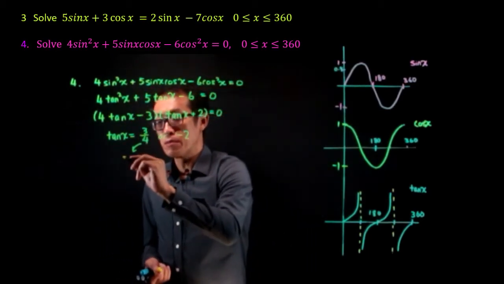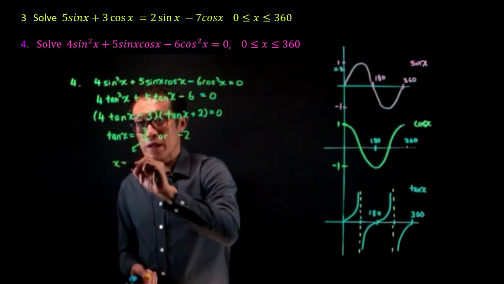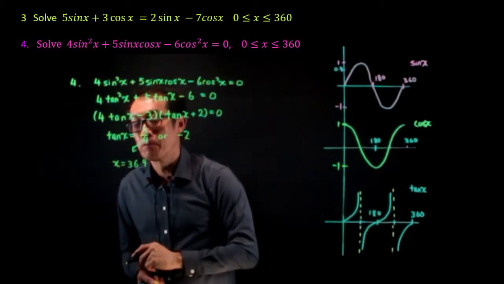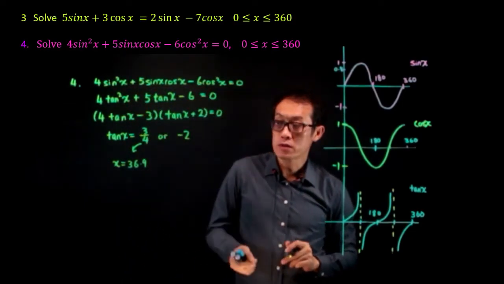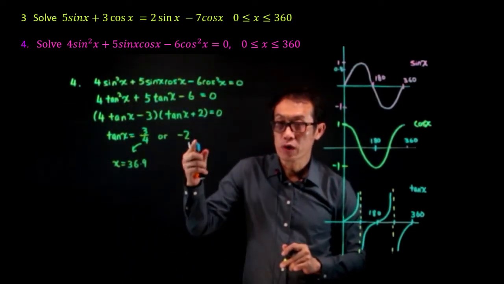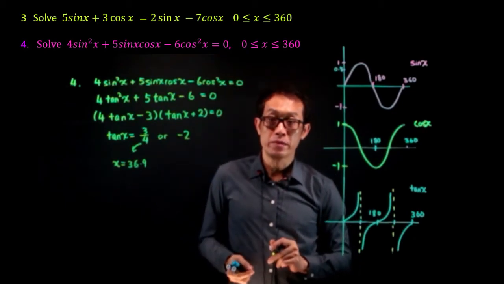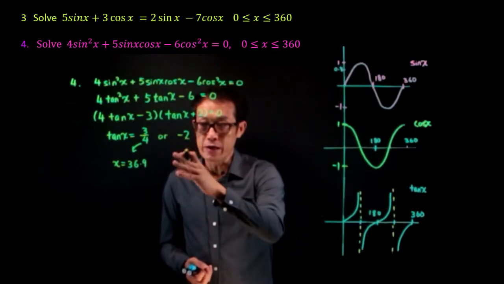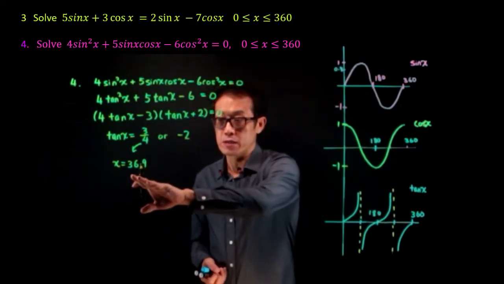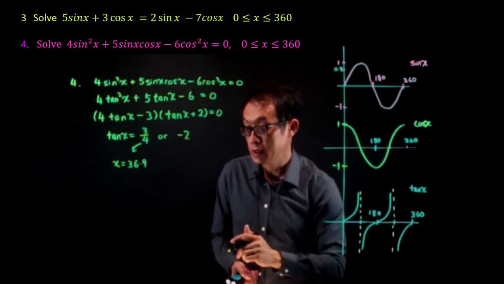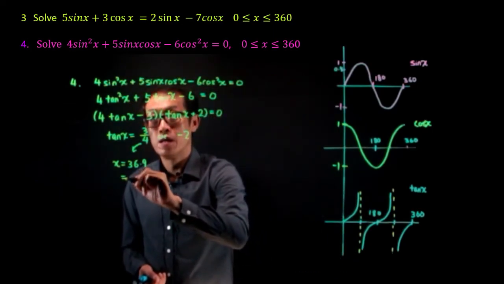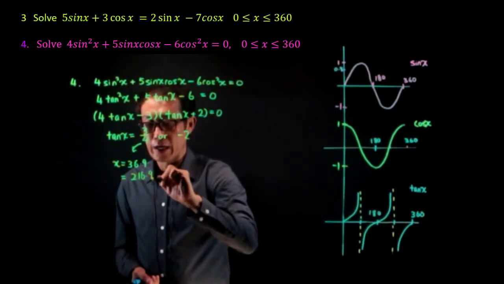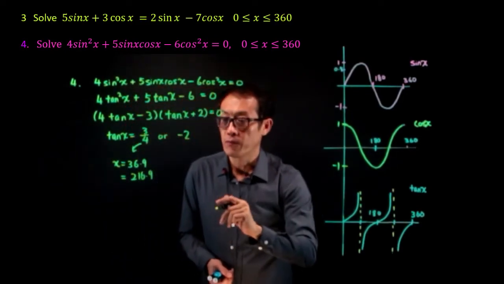Now, this one, you just simply press a calculator. So x will be 36.9 if you press a calculator. Now, this is positive. So there's also another angle which is in the third quadrant, because tangent is positive in the third quadrant. And that will be 180 plus this. Alright, because 36.9 is also the basic angle. So that will give you 216.9.